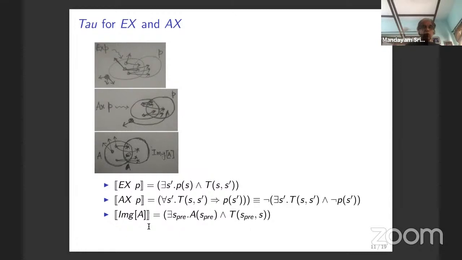Let me start with image. Image computes the image of a set of states denoted by a formula A, and that is what is shown here.